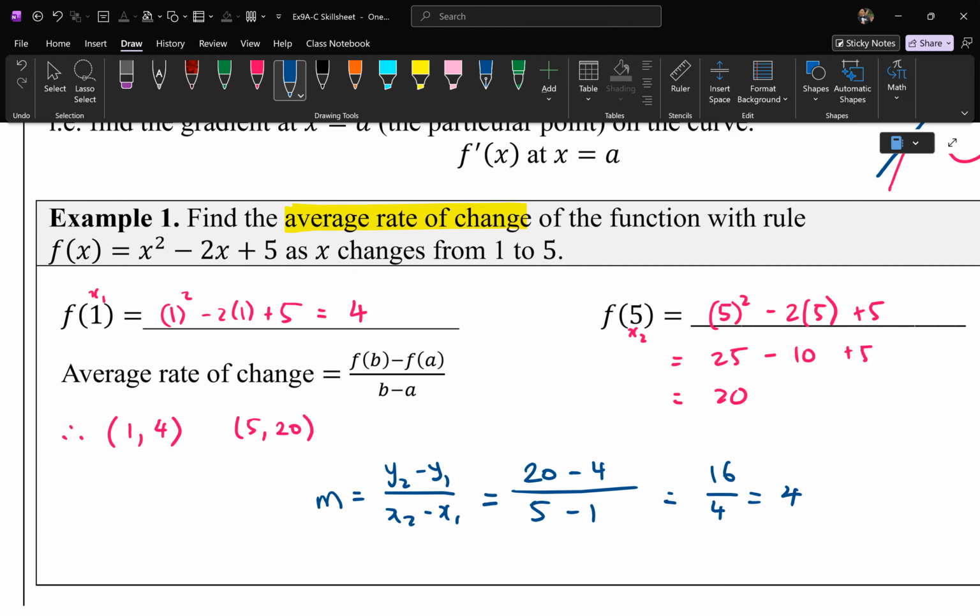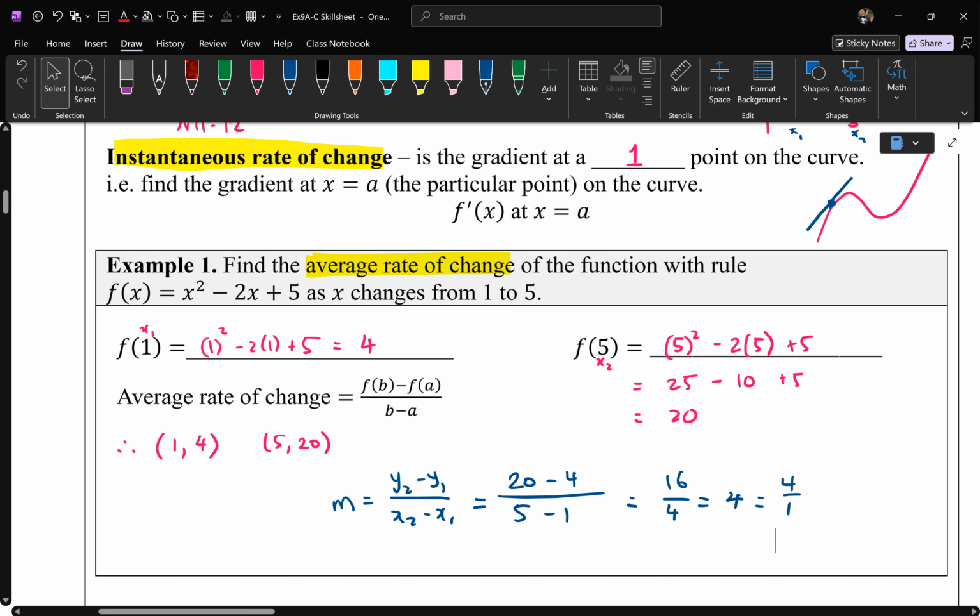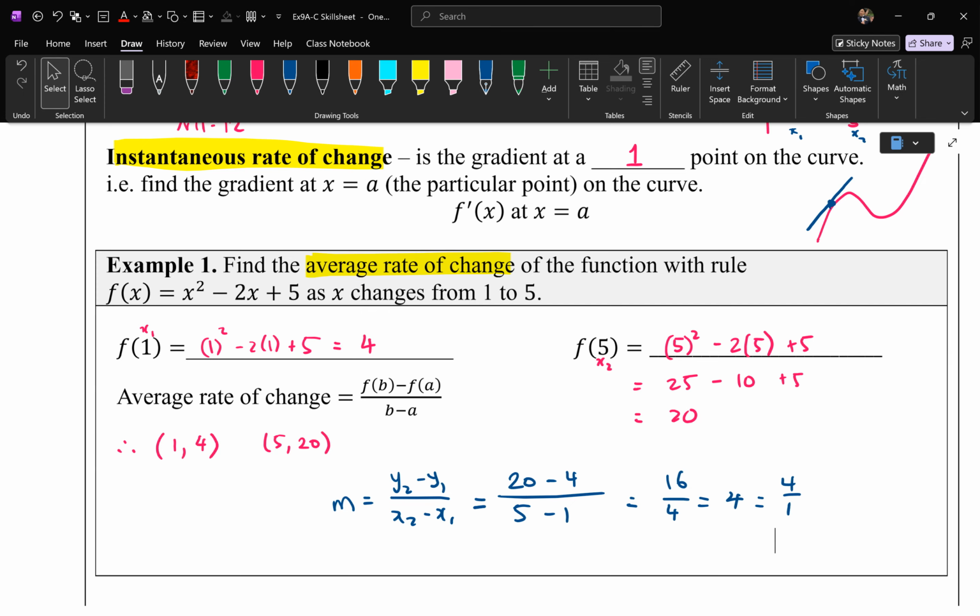It just means that for every unit you go on the x-axis, you're going up by 4. That's what the rise over run means. Rise over run just means for every 1 unit across horizontally, you're going up by 4. That's what your gradient represents. Okay? So the first part of the exercise is pretty straightforward. Average rate of change. Everyone should be able to get that answer. The only time you get it wrong is because you're mixing it up with average value, which is more an integration skill.